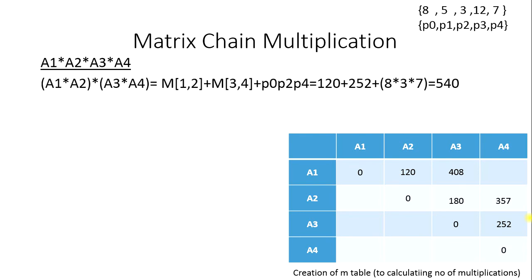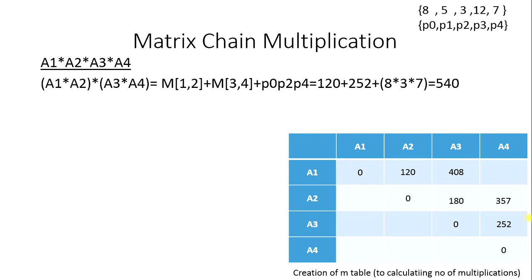First one, we multiply A1 into A2 and multiply the product with A3 into A4. So if we solve it in that manner, we already have the value from the M table of A1 into A2, that is M1,2, which is 120. A3 into A4, we already have the number of multiplications, M3,4, we can get that is 252.